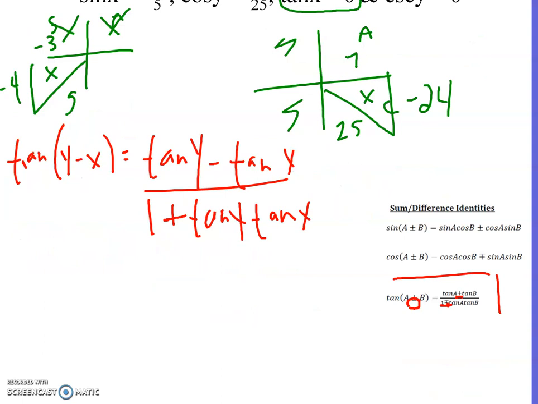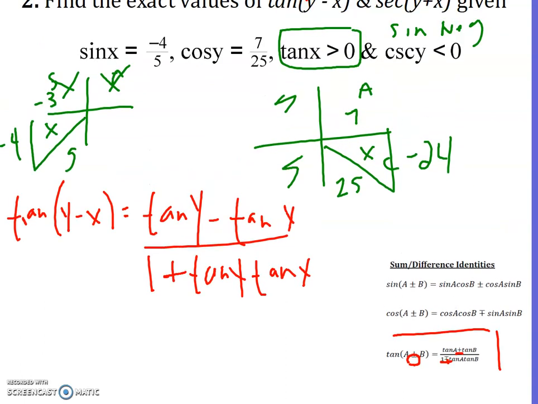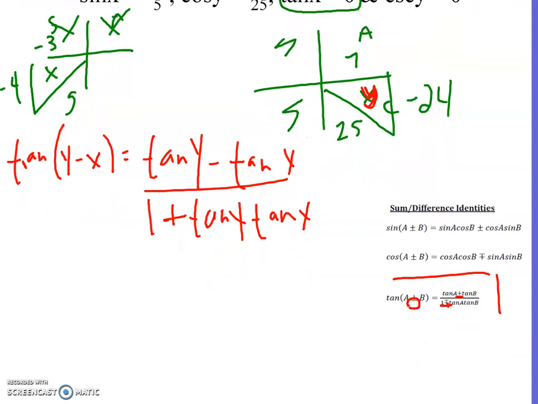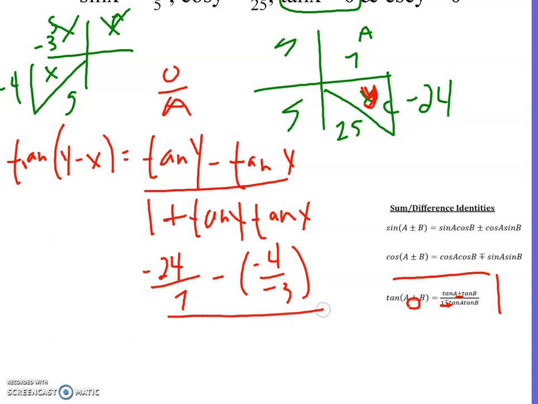Easier said than done. Let's do this now. Tan of y. Yikes, I wrote this is y. Sorry. I just got so excited. Here we go. Tan y, tan is opposite over adjacent, so I'm going to go negative 24 over 7 minus negative 4 over negative 3. I'm going to let my calculator do all of this work for me: 1 plus negative 24 sevenths times negative 4 over negative 3. Alpha y equals this in your calculator.